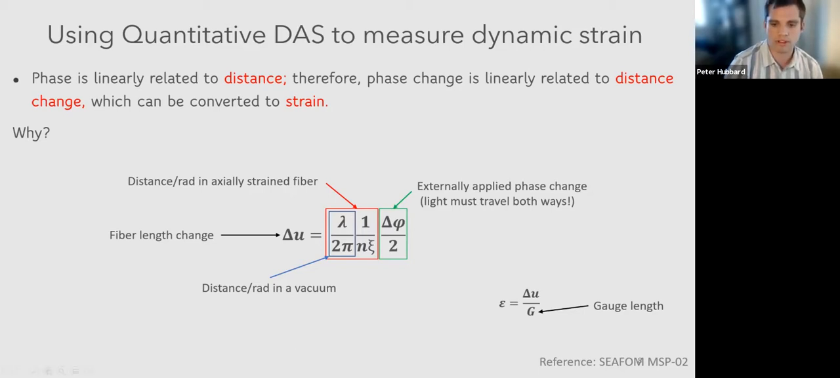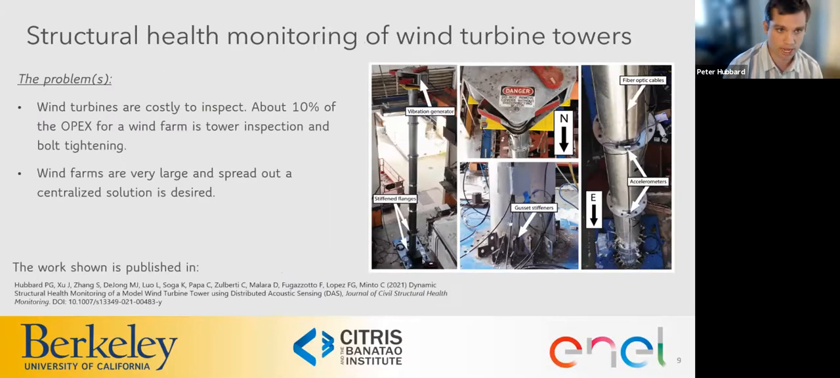So as you can see, I hope I've convinced you that the phase change that we impart on our interferometer is actually a length change. And we can easily divide by what we call our gauge length to get strain. This is also laid out in a publication, Seafoam MSP02. I highly recommend you look at what this is. It's a standardization for quantifying DAS sensor performance and what specifically is being measured. Okay, the math is out of the way, thank goodness.